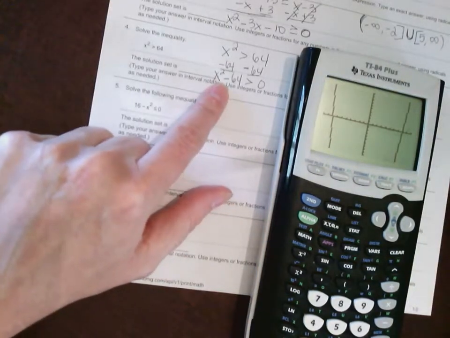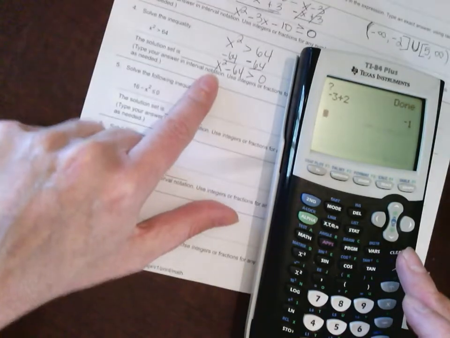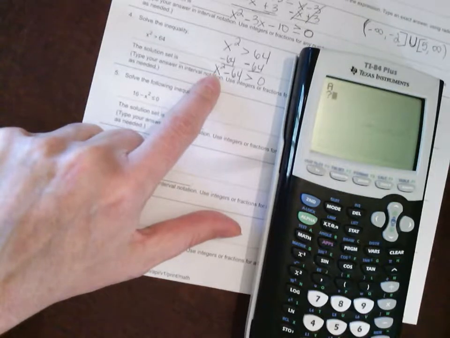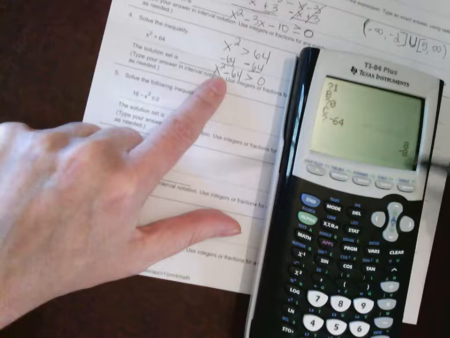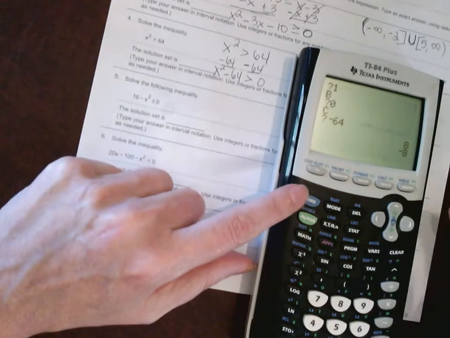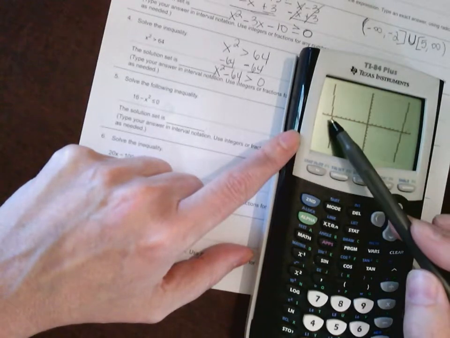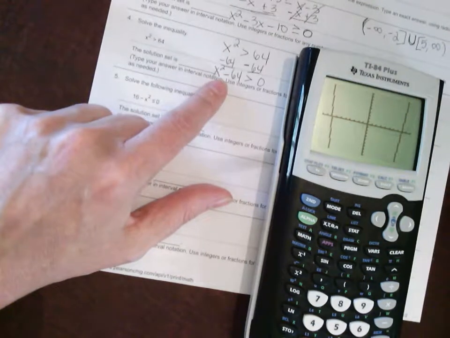Well, to find the solutions of this or the x-intercepts, can't I just go to my quadratic formula, since it's x squared, plug it in, so a would be 1, b would be 0 since there is no x, and c is negative 64. That gives you your two solutions. That tells you that this does cross at negative 8 and positive 8. That's what the quadratic formula told you since that was squared.